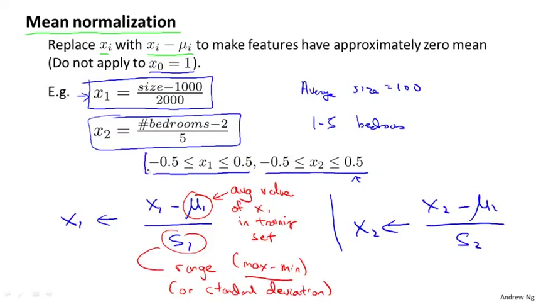And by the way, for those of you that are being super careful, technically, if we're taking the range as max minus min, this 5 here would actually become a 4. So if max is 5, min is 1, then the range of bedroom values is actually equal to 4. But all of these are approximate, and any value that gets the features into anything close to these sorts of ranges will do fine. And the feature scaling doesn't have to be too exact in order to get gradient descent to run quite a lot faster.